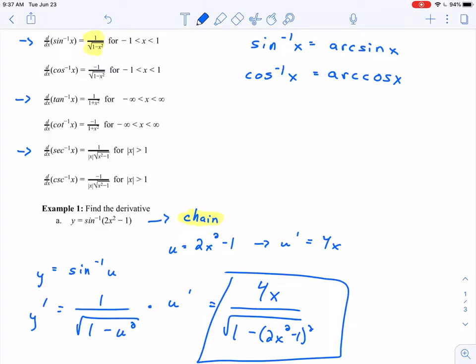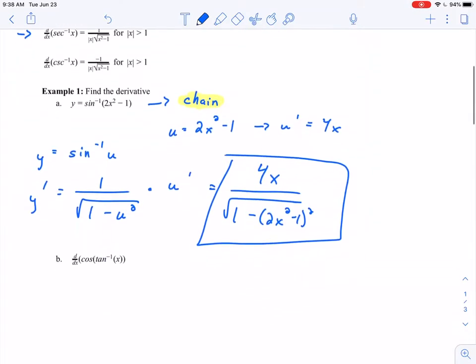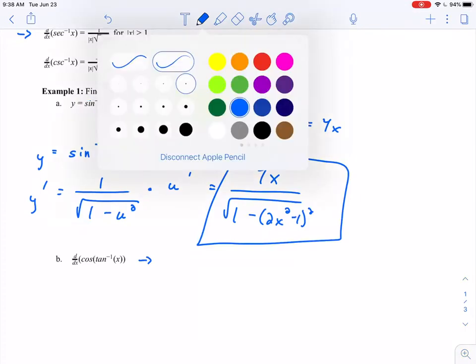Let's look at another here. Next, I want to find the derivative of cosine of tangent inverse of x. This one's a little bit trickier, and it's because it's contrasted with part A above. Here I had a chain rule. I had 2x squared minus 1 inside of the sine inverse of x function.